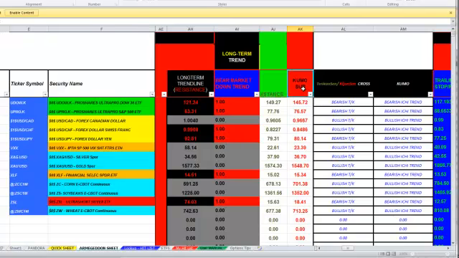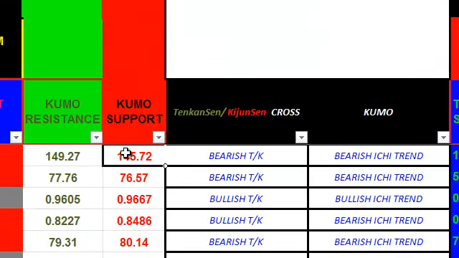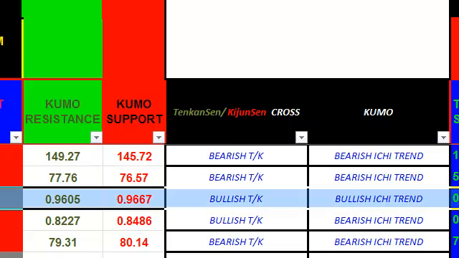Alright, so this is where you're going to find your Kumo cloud numbers. So you'll know how far you are when you're trading outside, like below the cloud or above the cloud, where your numbers are. So you know where you need to close it. So like again with the Canadian dollar, if it were in the cloud, it would need to close above the 96.67 or below the 96.05 in order to be out of the cloud.